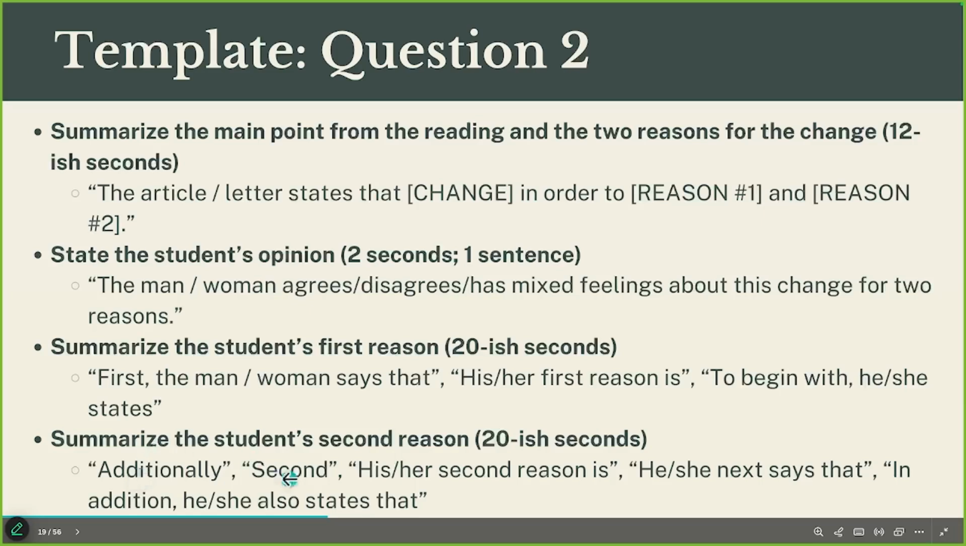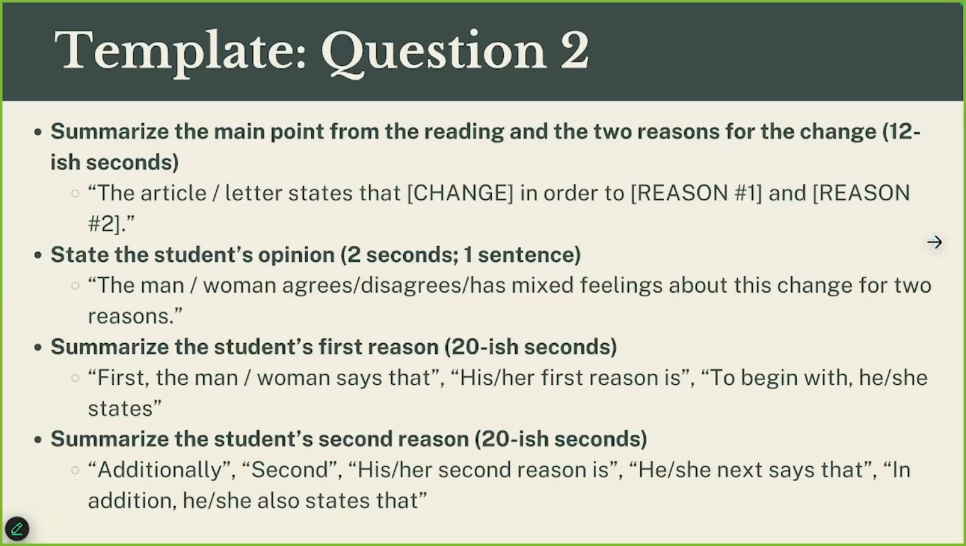Additionally, secondly, his or her second reason is, etc. And then state their second reason in about 20-ish seconds.